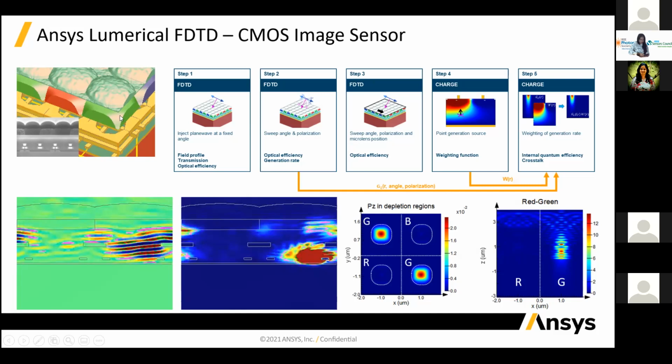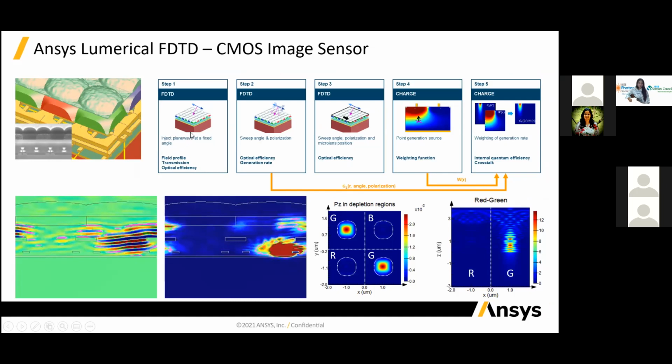You can see here the picture, which might be a little bit older, and you can see the SEM image of it. Here we can see that when light comes in, this is the workflow that you can do with the Lumerical FDTD and CHARGE in order to optimize your design for your CMOS image sensor. When the light is coming into the object, we can use FDTD to see the optical efficiency and the generation rate, by how much the silicon is absorbing the light.